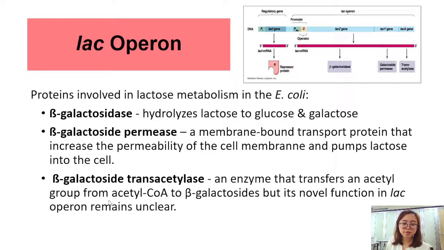And thirdly is the enzyme beta-galactoside transacetylase. It is an enzyme that transfers an acetyl group from acetyl-CoA to beta-galactosides. But its novel function in lac operon remains unclear. Kalau di luar lac operon, kita tahu enzim ini fungsi dia adalah untuk memindahkan acetyl group daripada acetyl-CoA kepada beta-galactosides. Tapi fungsi dia yang spesifik dalam lac operon ini kita belum dapat tahu.